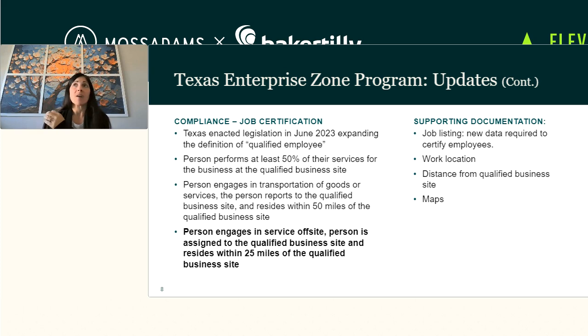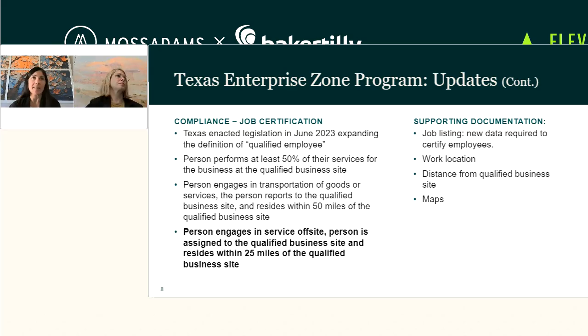And that basically eliminated them. I don't want to say eliminated them, but they were no longer meeting the qualifications of the program under the current rules, because the rules are you need to have the person performing a job at least 50% at the site, or you could have that person who is involved in transportation. They can be assigned to the site, but they need to live within 50 miles of your qualifying site.